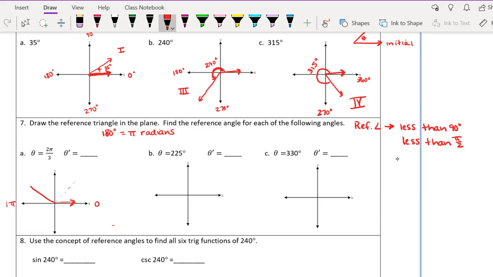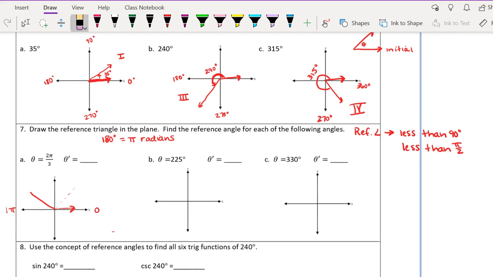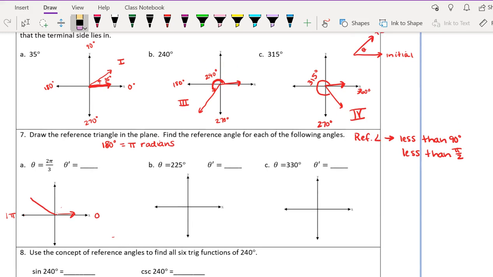So we're going to say that the rotation of 2/3 pi, here's 2 pi over 3 right here. That's the rotation of the angle. But the problem is we want to draw the reference angle. Well, the reference angle is less than a half pi, and it goes to the x-axis. So this right here, this is my reference angle.